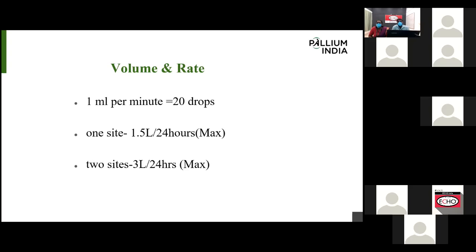On one side, within 24 hours, a maximum of 1.5 liters or 3 pints of fluid we can give. A maximum of 2 sides we can choose. For 2 sides, a maximum of 3 liters or 6 pints of fluid we can give within 24 hours. Maximum 2 sides only, with a maximum of 3 liters.